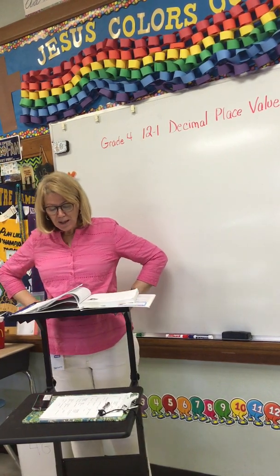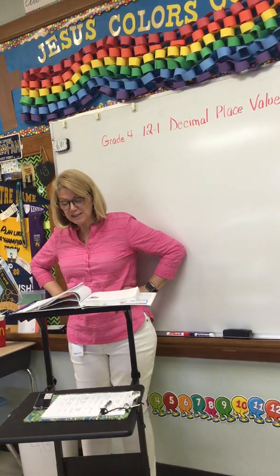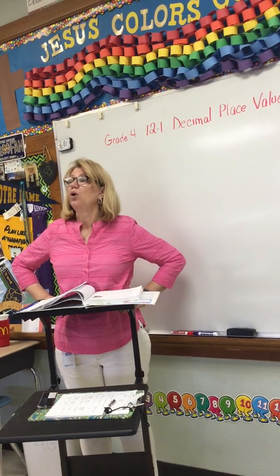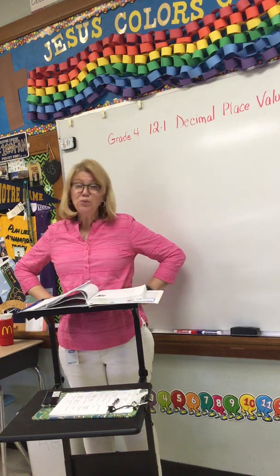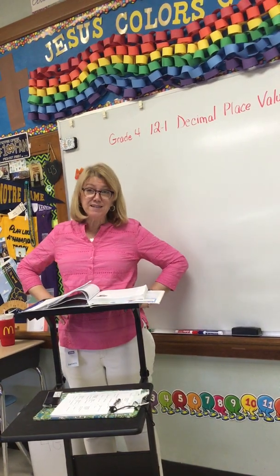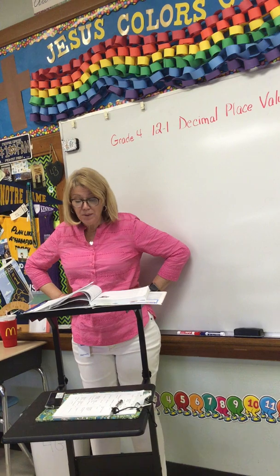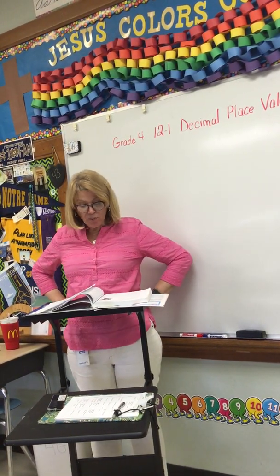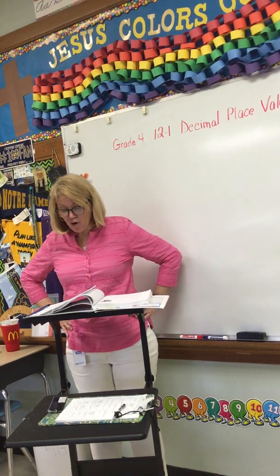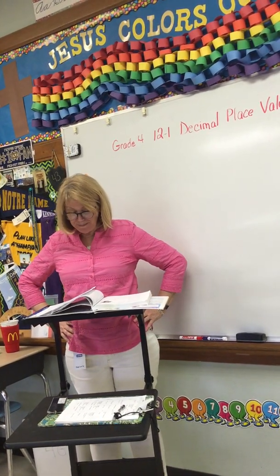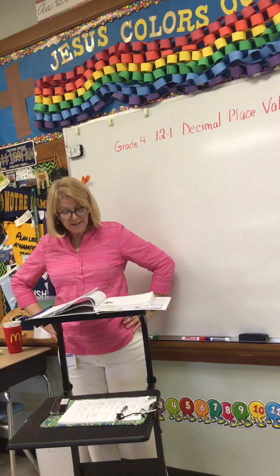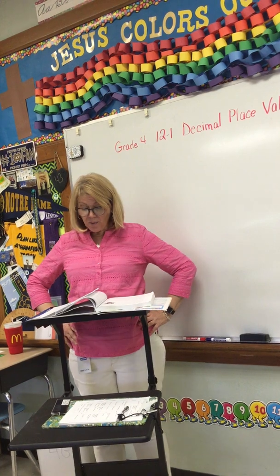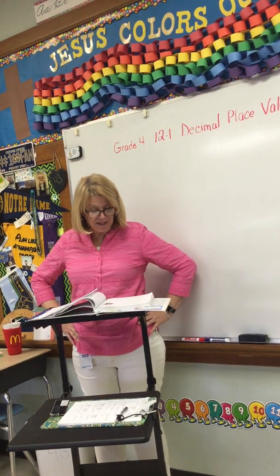Number 2, 6/10 and 6/6. What do we know about 6/6? What does that equal? 1, exactly. So we know 6/10 is going to be less than 6/6 because 6/6 is 1. Number 3 is 834,300. Number 4 is 719, remainder 3. Number 5 is 3,219.